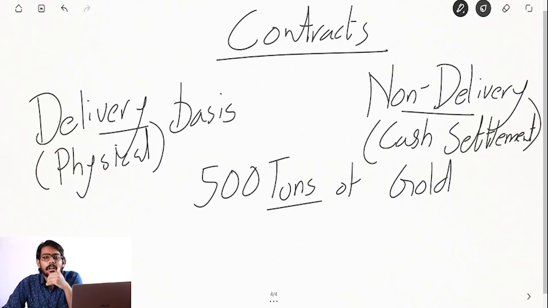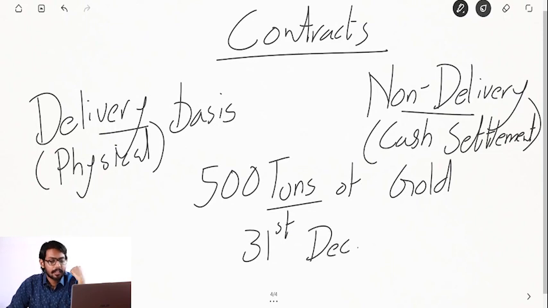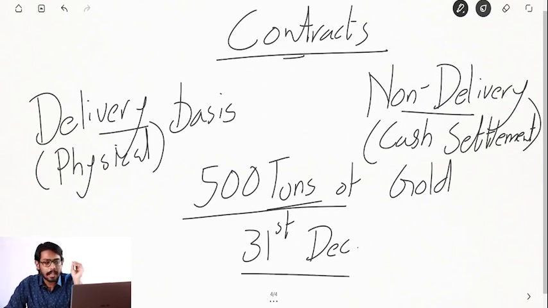So my daughter's wedding is in December, on 31st December. I don't know what the price of gold will be on 31st December. So right now, today, I'm entering into a contract to buy 500 tons of gold on 31st December. There are two types of contract: contract on delivery basis, contract on non-delivery basis.